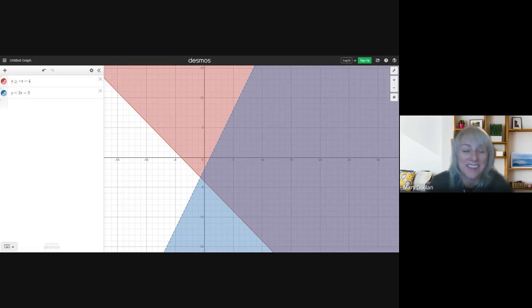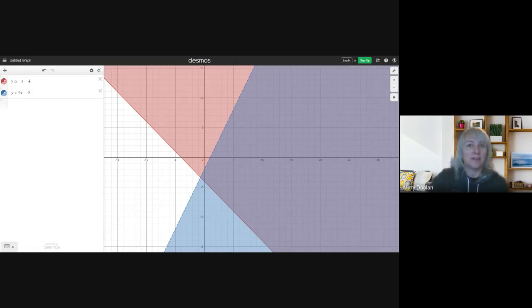Just double checking that that's true. If it's in the red only, the blue only, or the white, it is not a solution. It has to be in the purple. What point is in the purple? I have 15 responses out of 22. Let's see what you came up with.